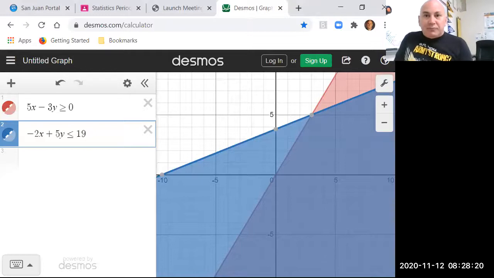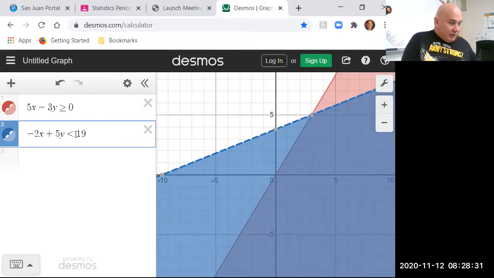Now, just for giggles, Desmos will actually graph dashed lines. You see, if I change this to just less than, it does graph the dashed line there, which is kind of cool.